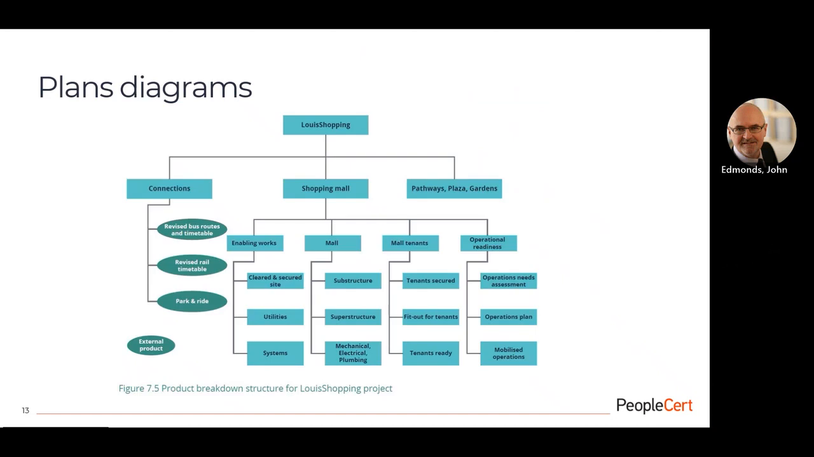And an example plans diagram for the Lewis shopping project. This is the product breakdown structure with some external products, slightly different color and a different shape, to really bring that point out as well.